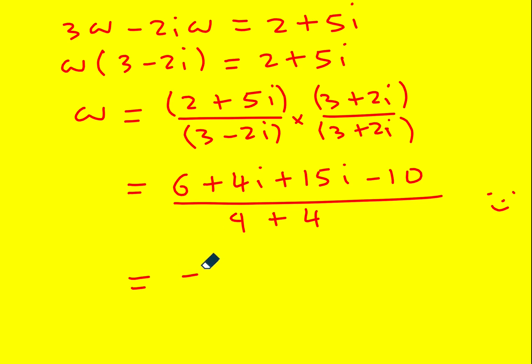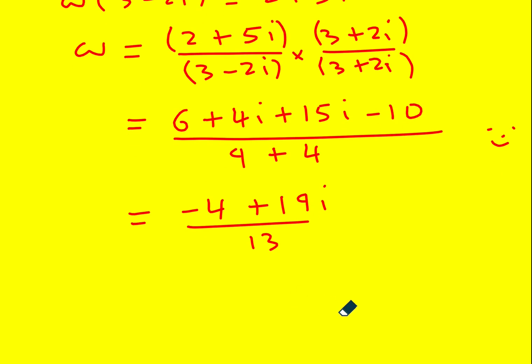Just combine the terms, so minus 4 plus 19i over 13, and we're nearly there. It did ask for a very specific form, so it's minus 4 over 13 plus 19 over 13 i. That's the form that was asked for.